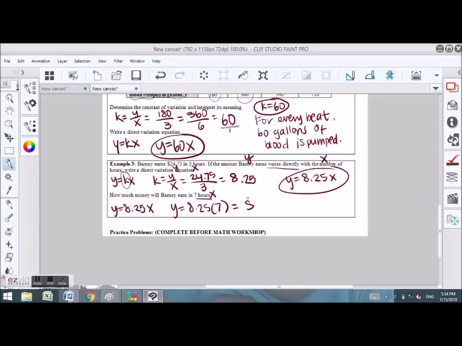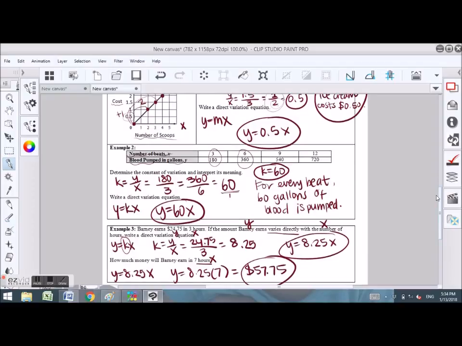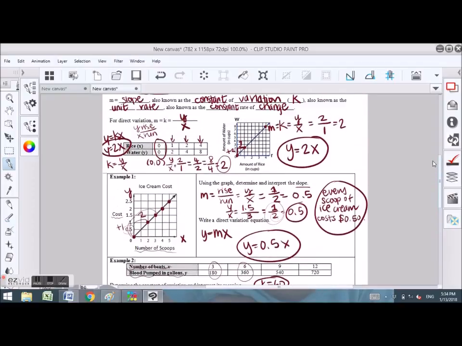Now, you have a few practice problems to apply everything we've learned. Complete these problems before you come to math workshop.